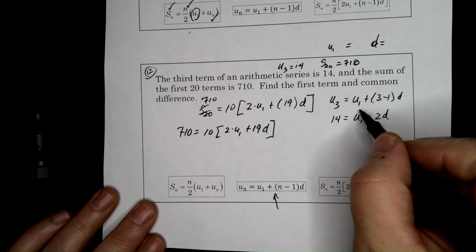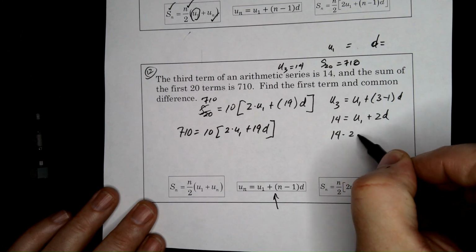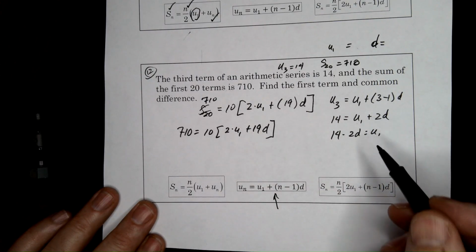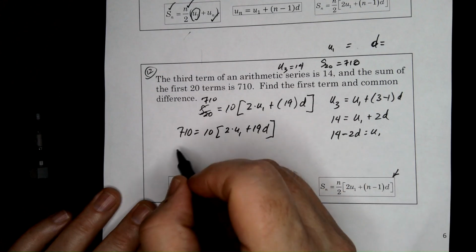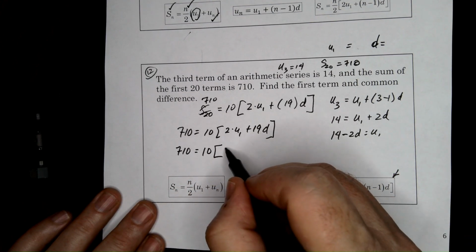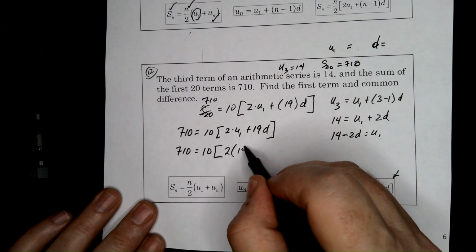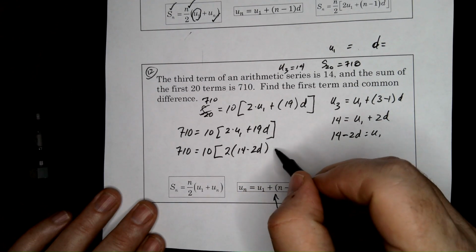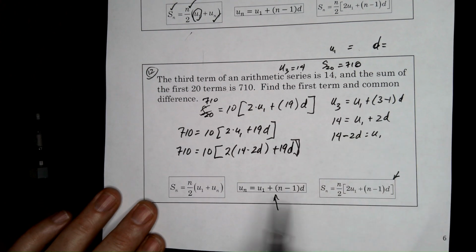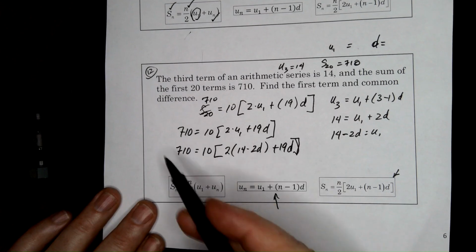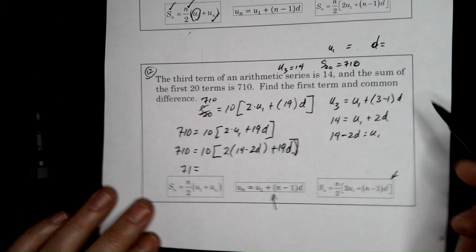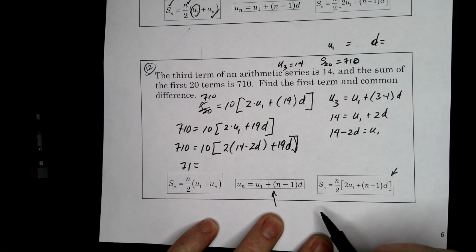I can solve that. So what I'm going to do is I'm going to solve for u1, and I'm going to take that, and I'm going to substitute it here. Do you see? So 14 minus 2d. So 710 equals 10 times 2 times u1. u1 is 14 minus 2d plus 19d. You see how that works? Right there? I just took and replaced u1 with that. All right, I'm going to divide by 10, so I'm going to get 71. I'm going to simplify this a little bit right here. I'm going to do it down here. So look, here's what I've got.